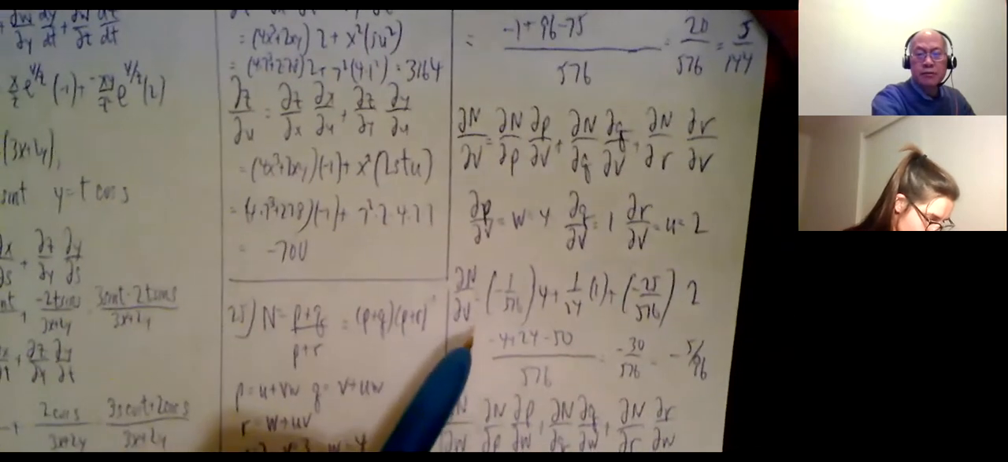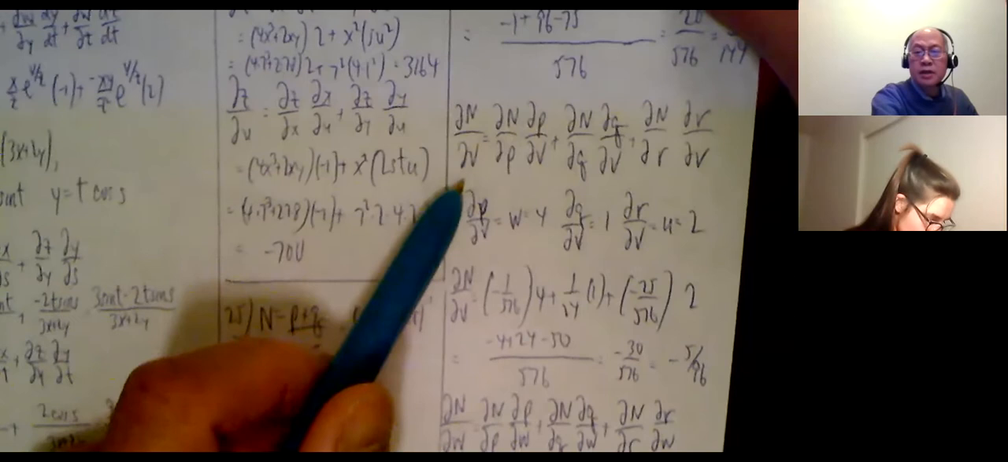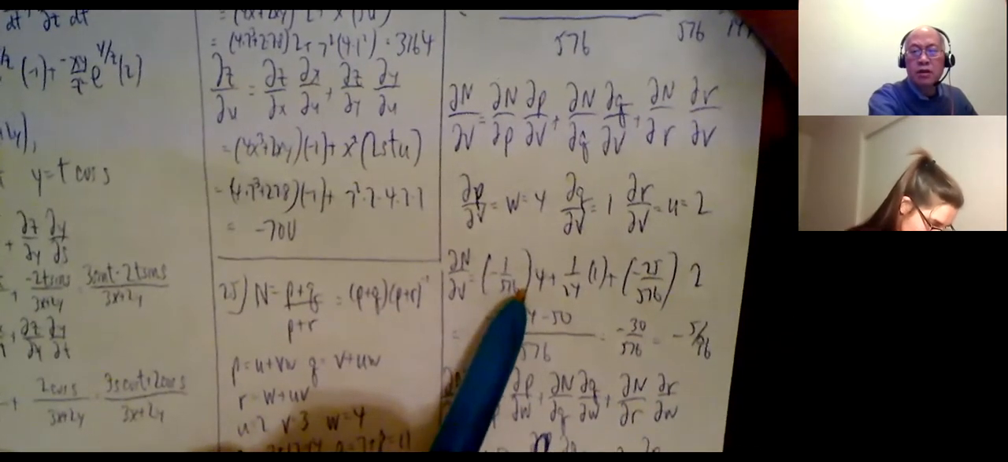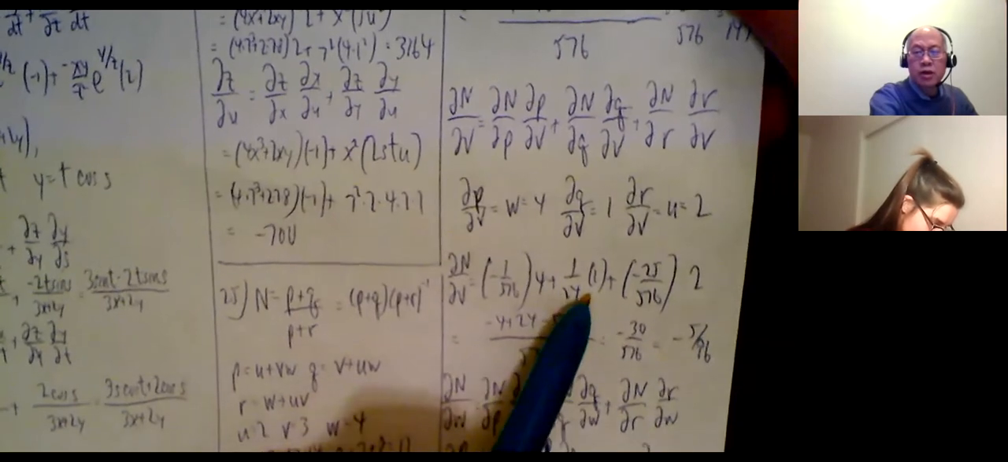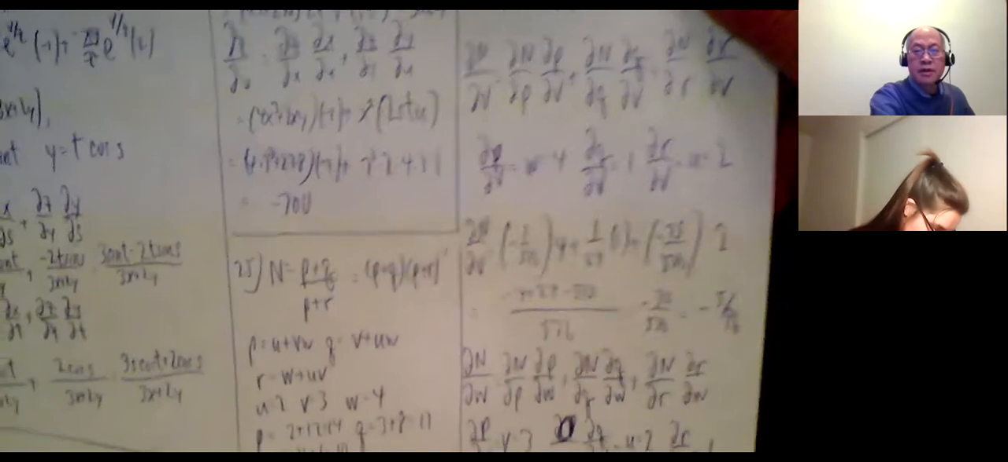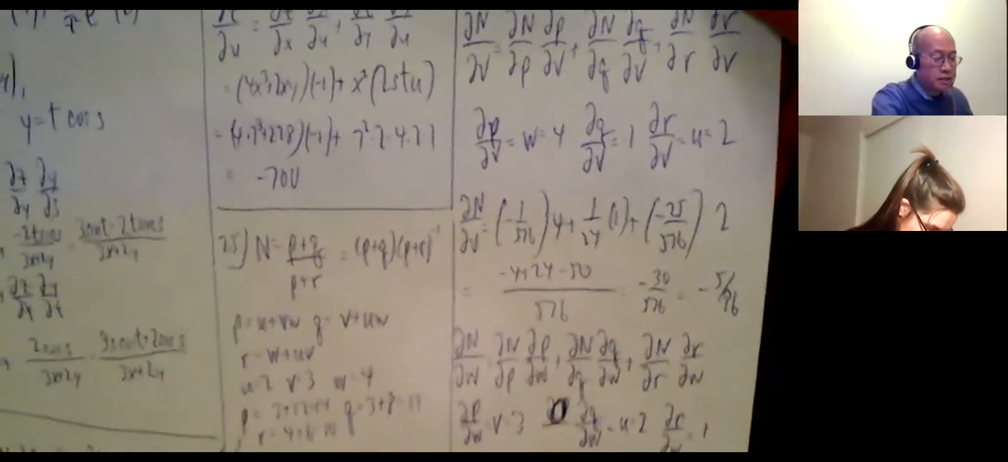Right, so I just plug everything in. So that was negative 1 over 576 times 4, plus 1 over 24 times 1, plus negative 25 over 576 times 2. Yeah, I know the calculations are pretty messy. Okay, grind it out: negative 5 over 96.